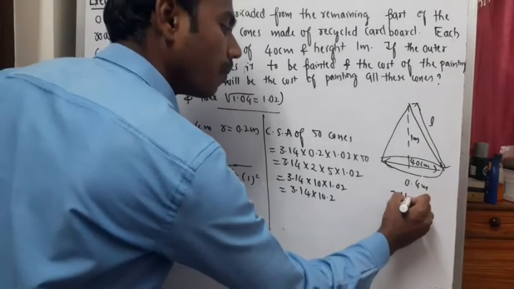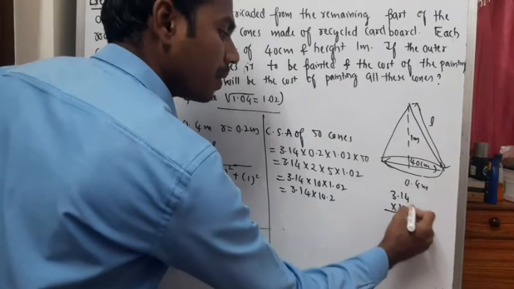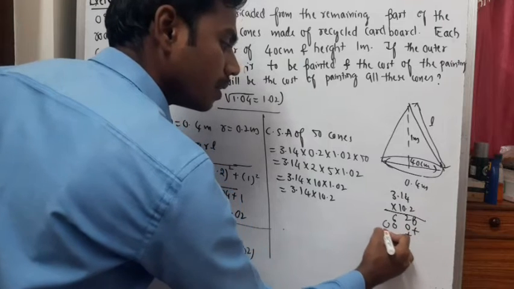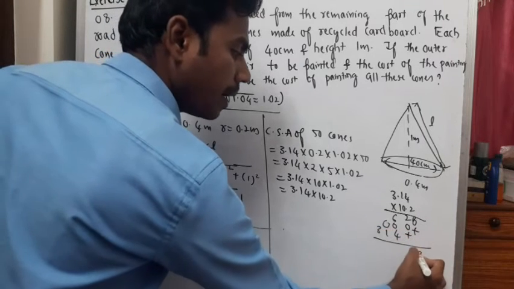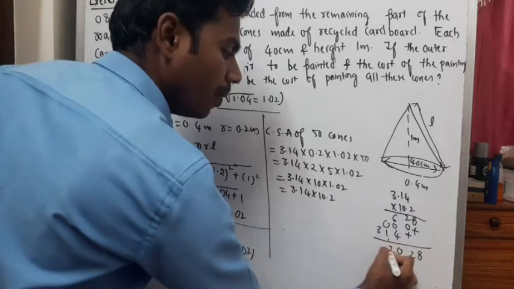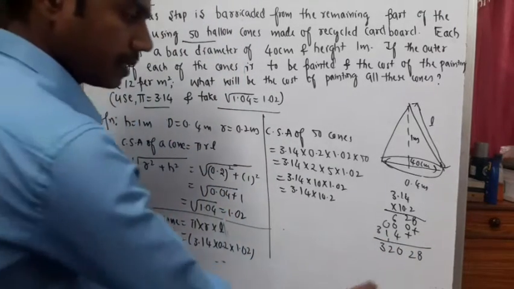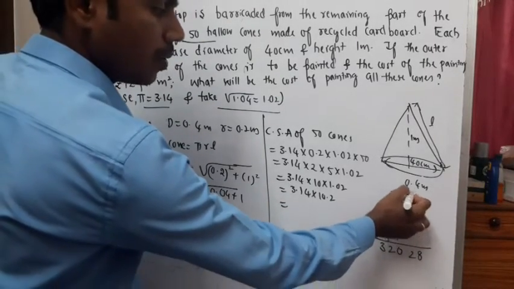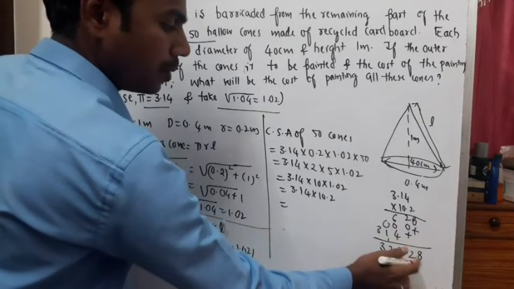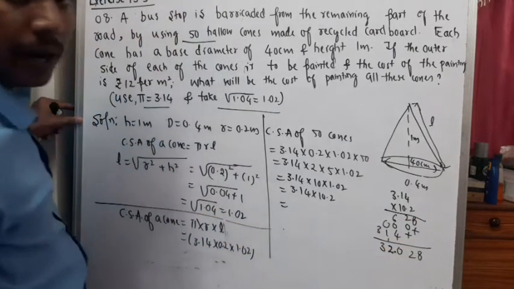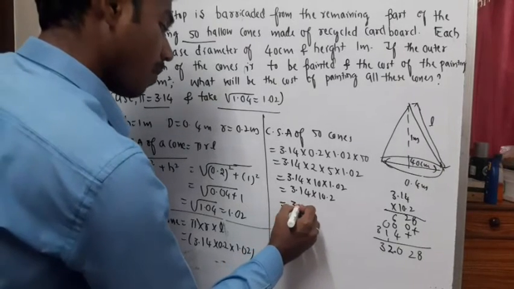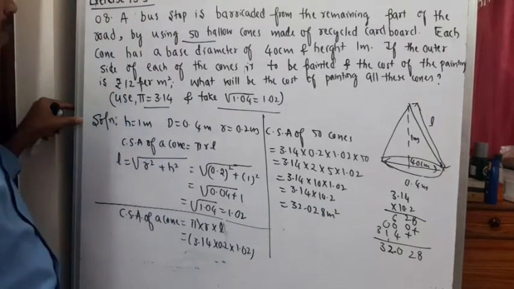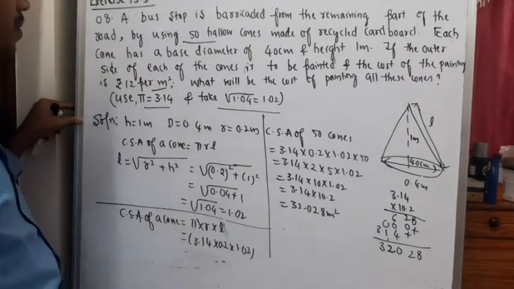3.14 into 10.2. 32028, because 1 decimal here, 2 decimal here, so total 3 decimals: 1, 2, 3. So 32.028 meter square. We know that the cost per meter square is rupees 12.